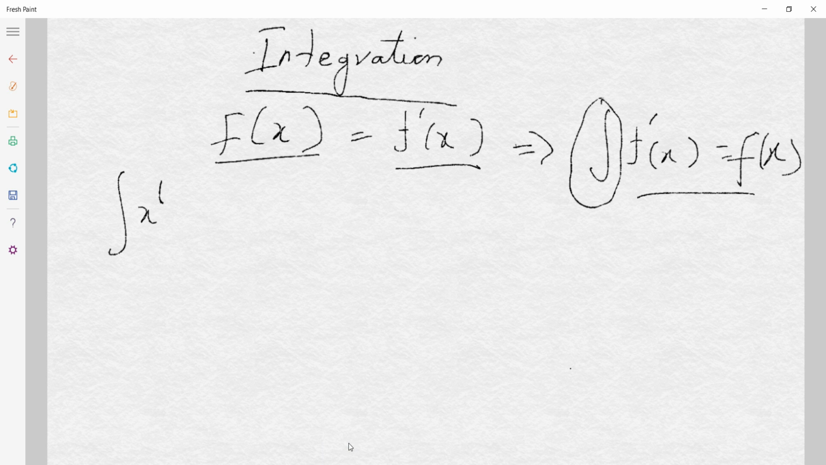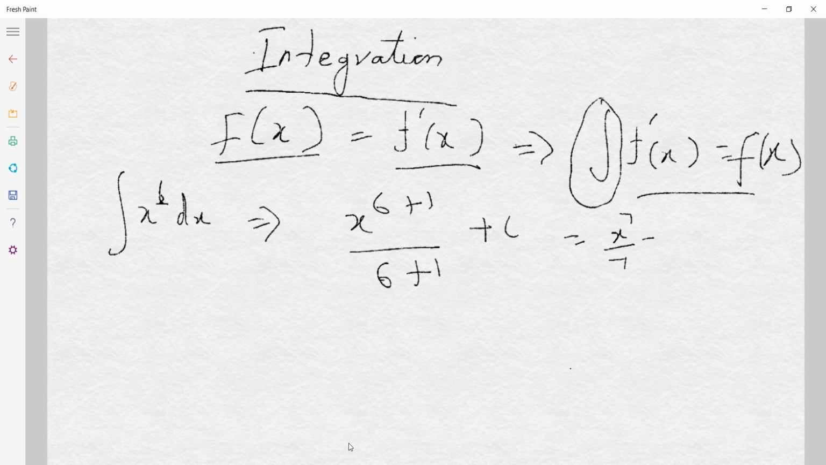x to the power 6 dx, right? So what do you think it should come? Remember the formula we talked about, integral of x to the power n dx equals x to the power n plus 1 divided by n plus 1, plus c, right? So using that logic here, x to the power n plus 1. So here n is 6. So n plus 1 is 6 plus 1, divided by n plus 1, that is 6 plus 1, and plus c. c is a constant, right? So that will be x to the power 7 divided by 7, plus c. Okay, let's do another problem.